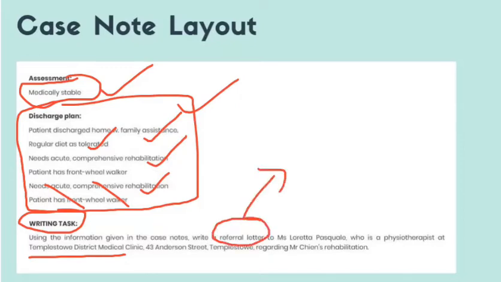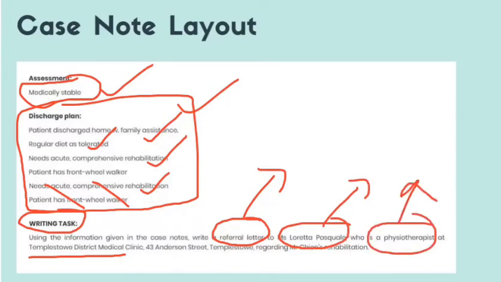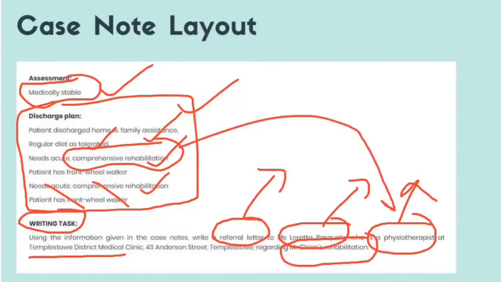Okay, we understood the type of the letter, and what else needs to be done. To whom are we writing this? We are writing this to Loretta Pasquale, who is a physiotherapist, in a particular location that is given, with regard to Mr. Cheyen's rehab. Yes, if you look at the discharge plan, it has mentioned that the patient is in need of comprehensive rehab. For that purpose, we are writing a referral letter to a physiotherapist. So this is the structure of a question.